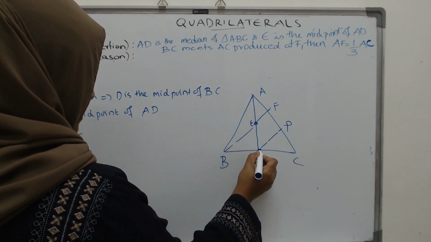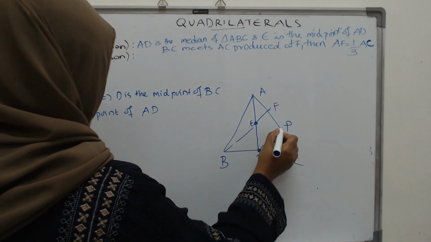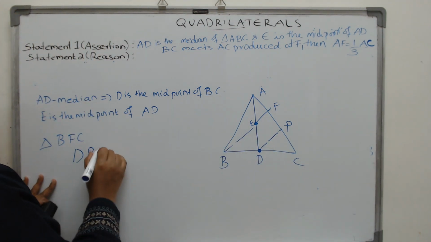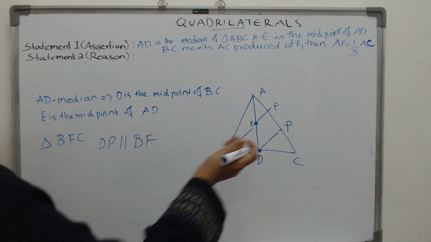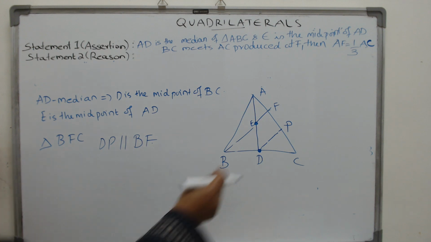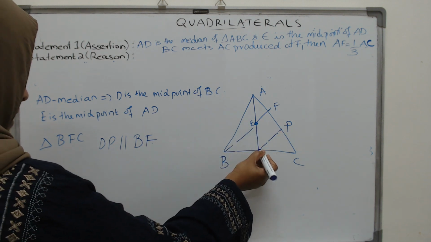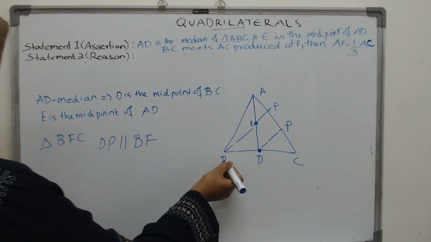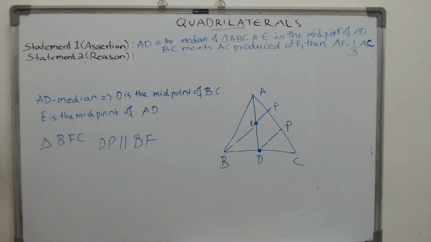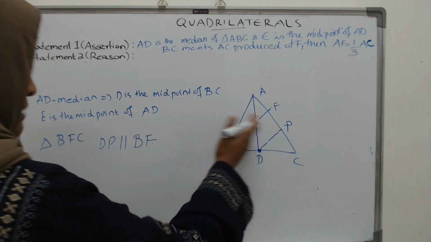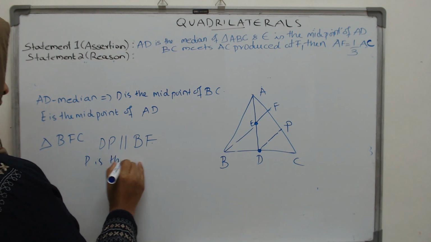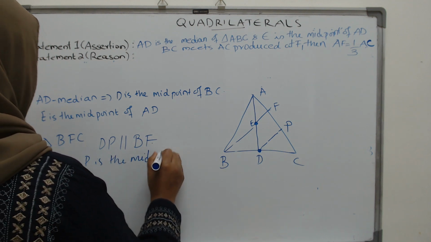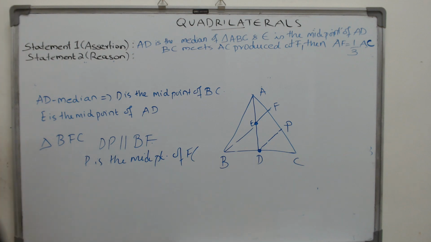So now consider this triangle BFC. You have the midpoint D. From the midpoint you have constructed DP parallel to EF. So BF and DP are parallel to one another, and this line DP passes through D, which is the midpoint of BC. Then what is the only option left? If it is parallel, it has to meet at the midpoint. There is no other way. P has to be the midpoint of FC. That is what the converse of the midpoint theorem states.